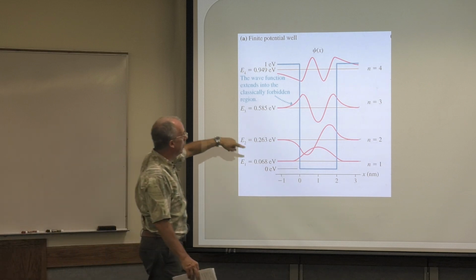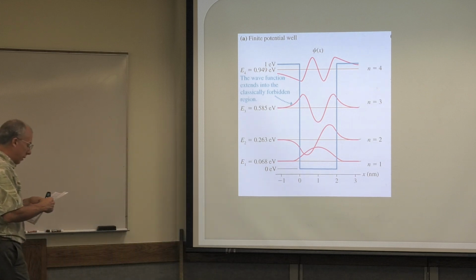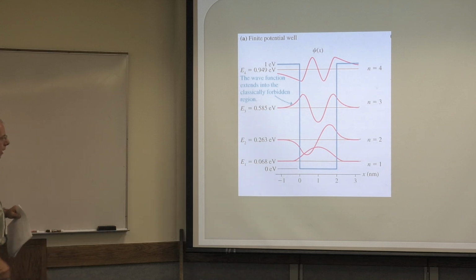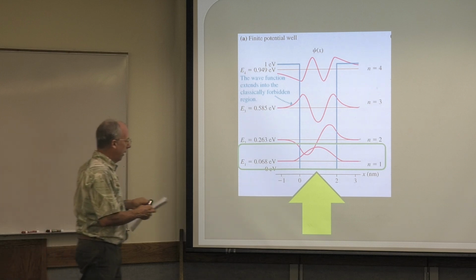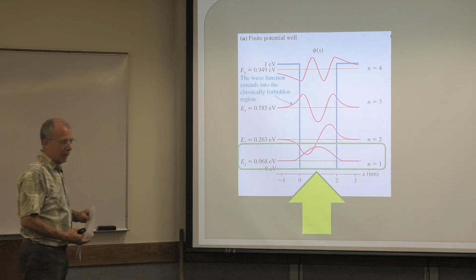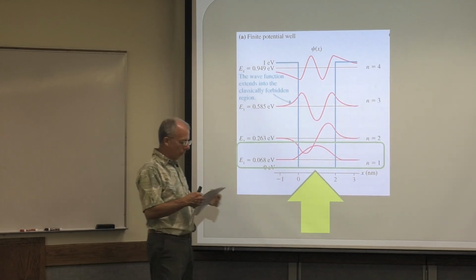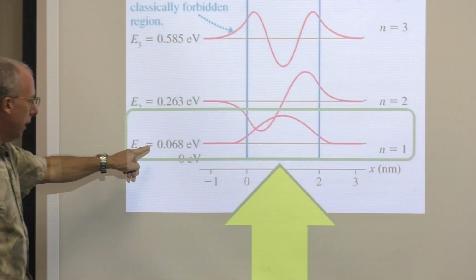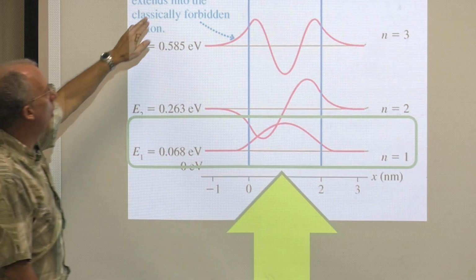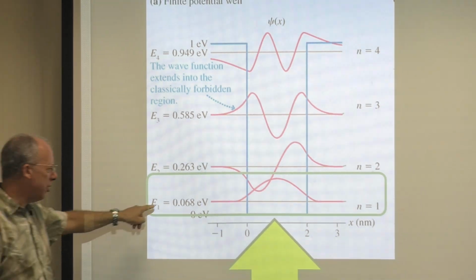Now we have a finite potential well. How many solutions do we have? 4. That's all you have. 4 solutions with bound states. Now, let's start off by talking just about the n equals 1 state. So here's the n equals 1 state. What's the energy of the n equals 1 state? Well, you can see right there: 0.068 electron volts. How does this compare with the depth of the well? Well, the well is 1 electron volt. This is only 0.068, like 0.07. So this is much, much less, right?